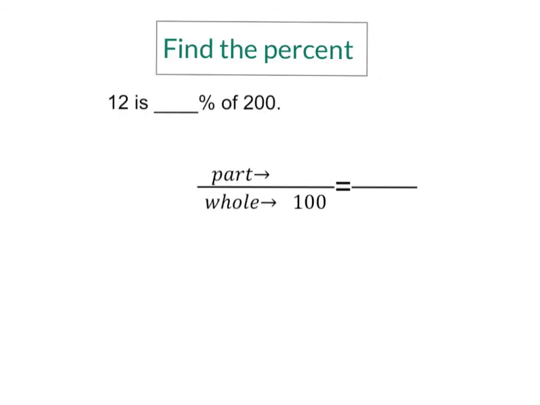All right, now we're going to find the percent. 12 is blank percent of 200. So when we're thinking about this, we're trying to solve for our percent, which is our ratio of 100. We know the part is 12. We know the whole is 200, and we're trying to solve for this percent.